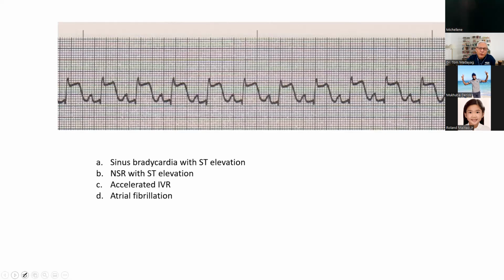Okay, so some of you, or most of you, I should say, were able to identify that there is an abnormality in this ECG, and that is the ST segment being elevated. So let's find out what is the significance of ST elevation.